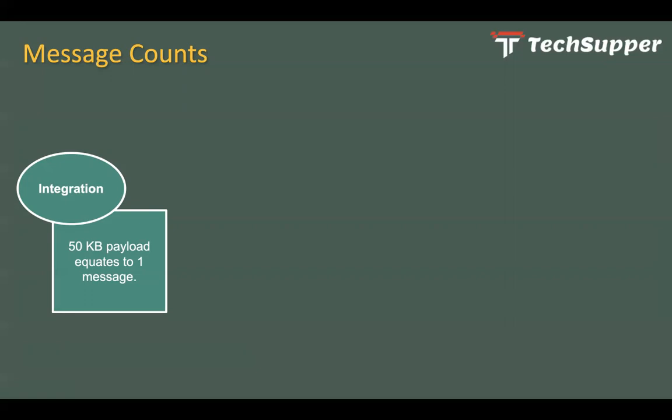and we'll see how many KB it comes to. If it is 50 KB, then only one message will be deducted. Meaning if you have one message pack and in an hour you have only one integration of 50 KB payload, then only one message will be deducted and you will have the remaining 4,999.